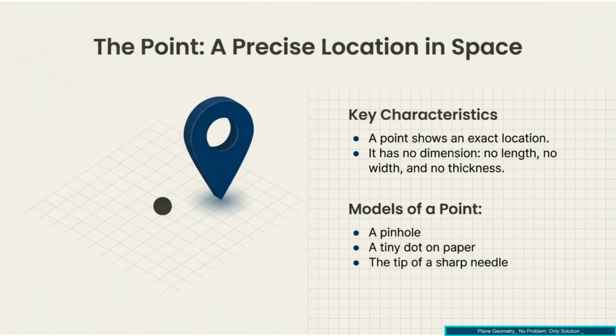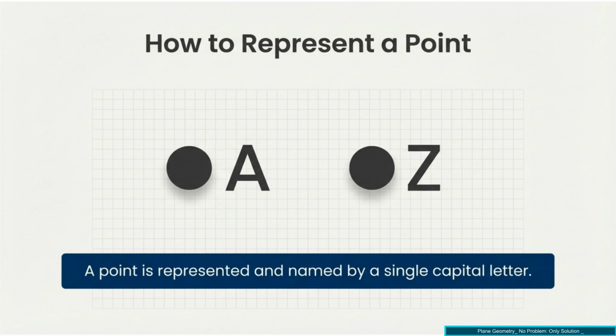First, the point. It is a precise location in space with no dimension, no length, width, or thickness. Examples include a pinhole or a tiny dot on paper, a star in a night sky, or even a ballpoint in a tip of a pin. See, we can describe and represent the point, but we cannot define them. Thus, it is the first undefined term in geometry. A point is represented by a dot and is always named using a single capital letter, such as point A or point Z.